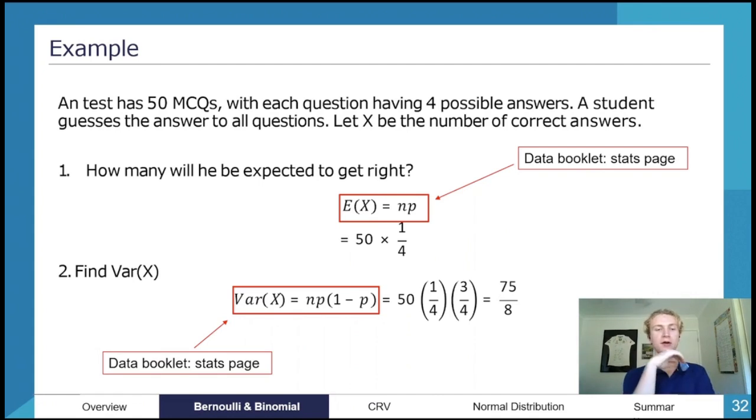And here, I've highlighted it on the stats page. N times P, 50 times a quarter. Similarly, for variance, we just sub in N and P into that formula. And what we get is 75 over 8. And you're thinking, oh, that's more than one.